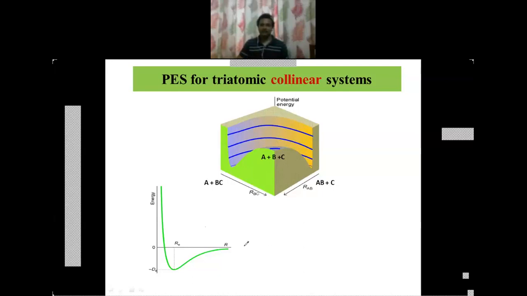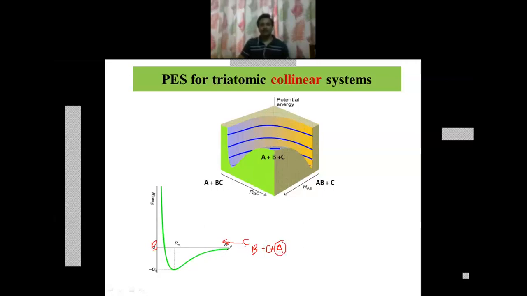A is infinitely separated. Then when I come here, B plus C are also separated. So this is something like B plus C, right? As if you can think about B, I am fixing it here. C is coming along this direction, right? And A is still infinitely separated, right?